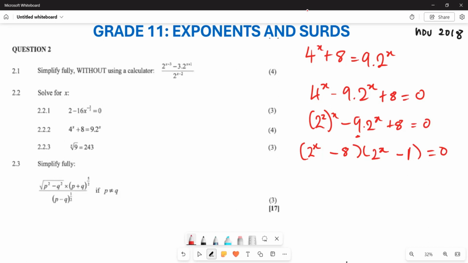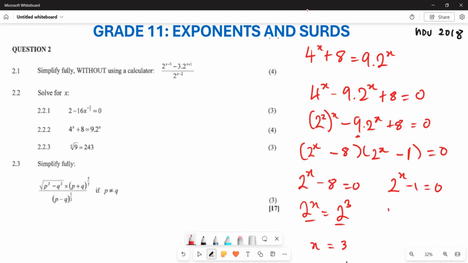Now that you are here, you can start by doing this. This is the same as 2 to the power of x subtract 8, you are equating it to 0. And again, this is 2 to the power of x subtract your 1, you are equating it to 0. Now, what is it that you're going to have here? This is the same as 2 to the power of x is equal to 8. Now, when you take your 8 this side, you can still make this 2 to the power of 3, which is one and the same thing, which means now you are having the same bases. Your x is going to be equal to 3.